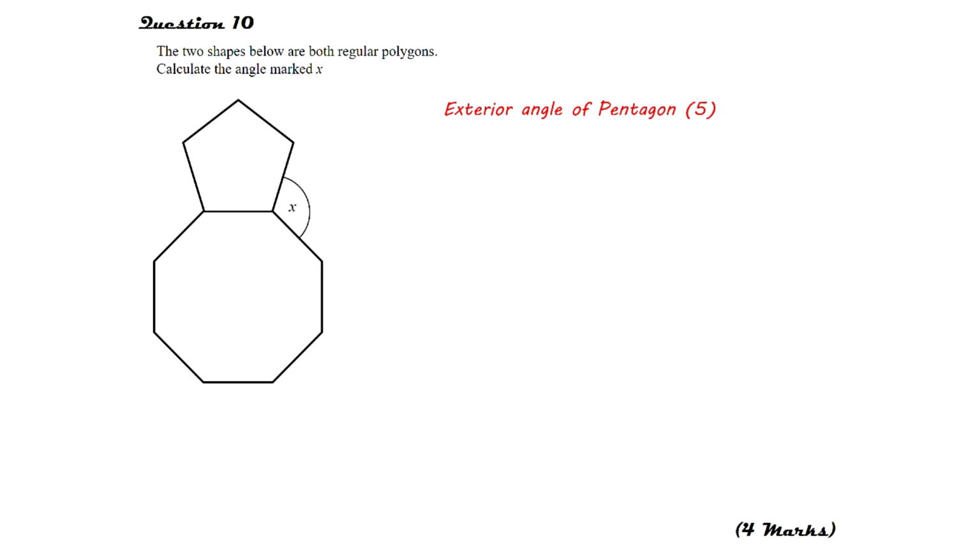So to find the exterior angle of a pentagon, I'm going to need to do 360 divided by 5, which is 72. And to work out the exterior angle of any regular shape, it's always that calculation, but you divide by the number of sides that it has. So if I know that the exterior angle is 72, I know that interior plus exterior adds up to 180, so it's a simple calculation to work out that the interior angle of the pentagon is 108 degrees.